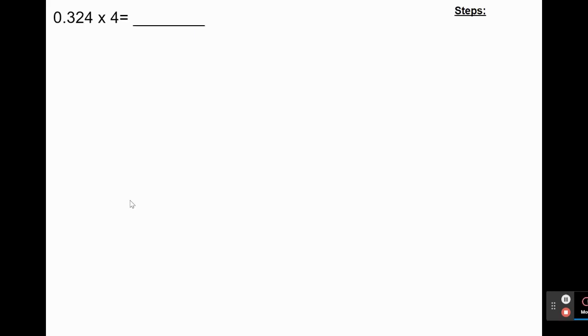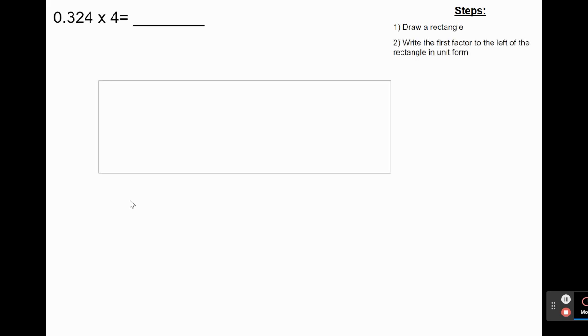Hi, this is Miss Wilson, and I'm going to show you how to multiply 324 thousandths times 4 ones using the area model. So the first steps you're going to follow are draw a rectangle. Then write the first factor to the left of the rectangle in unit form. So I'm going to write 4 ones to the left of the rectangle.